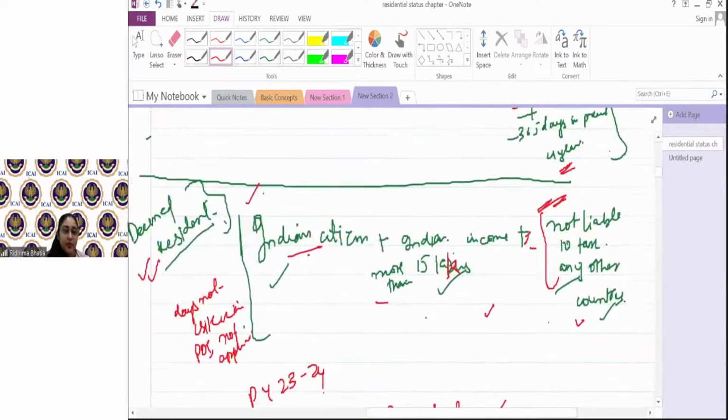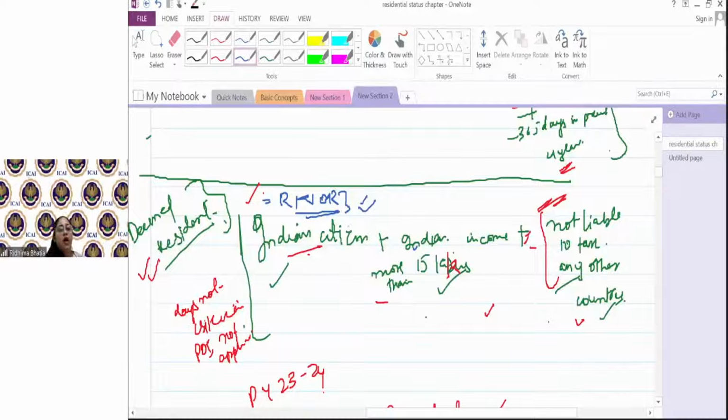But remember, very important: a deemed resident will always be an RNOR. You will not qualify them to be an ROR. इनका आप आगे क्राइटेरिया नहीं निकालोगे. जैसे वो deemed resident बना, he will say he's a deemed resident, hence he's a resident but not ordinarily resident. अगर वो deemed resident से resident बन रहा है, he would always be an RNOR.